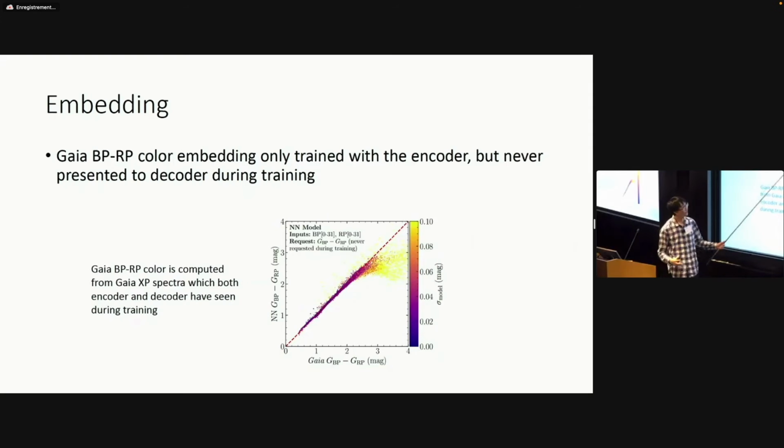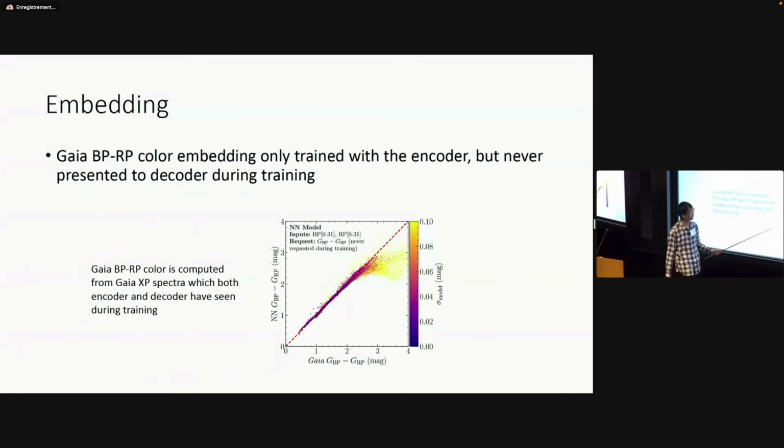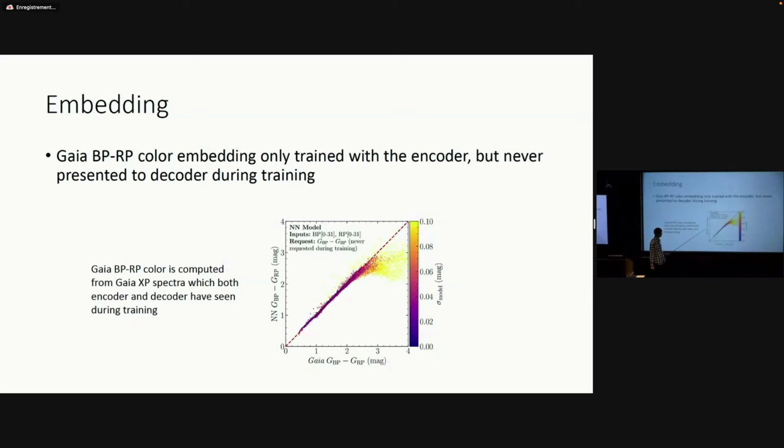But during testing, we want to see if the model will still manage to produce BP-RP color, even though we have never trained the decoder on it. As you can see here, our model actually still managed to predict BP-RP color, even though it has never seen it during training for the decoder. But the encoder has seen it during training. It also gives you a reasonable uncertainty. So that's great. It means that our embedding is meaningful, because the model still managed to do it.